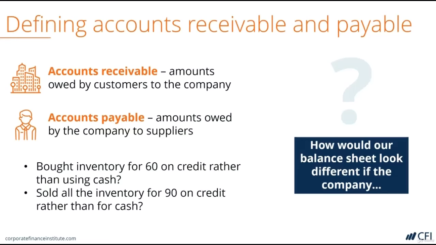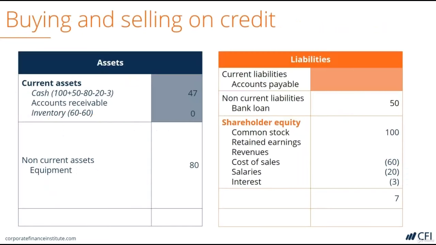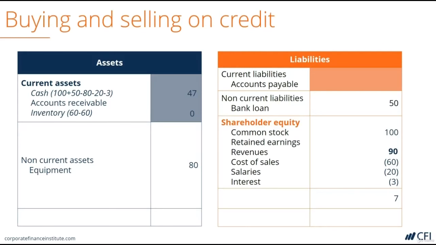Let's work through that exercise together now. If the company sold its inventory for 90 on credit, it records the sale of 90 as revenue at the time it makes the sale. Now, however, instead of increasing cash by 90, the company has an amount owed to them of 90, which it records under accounts receivable. So instead of cash going up, accounts receivable goes up. Accounts receivable is typically recorded under current assets, as we expect to receive payment within 1 year's time.